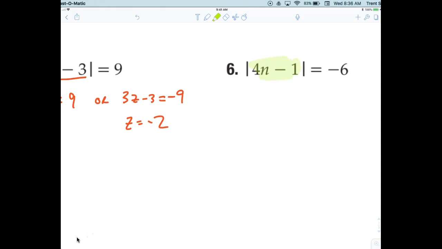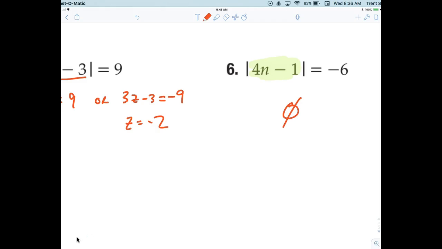Can an absolute value or can a distance be negative? No. Therefore, the answer is no solution. Why is it no solution? Can an absolute value equal a negative? No. No matter what number you take the absolute value of, is it ever going to be negative 6?